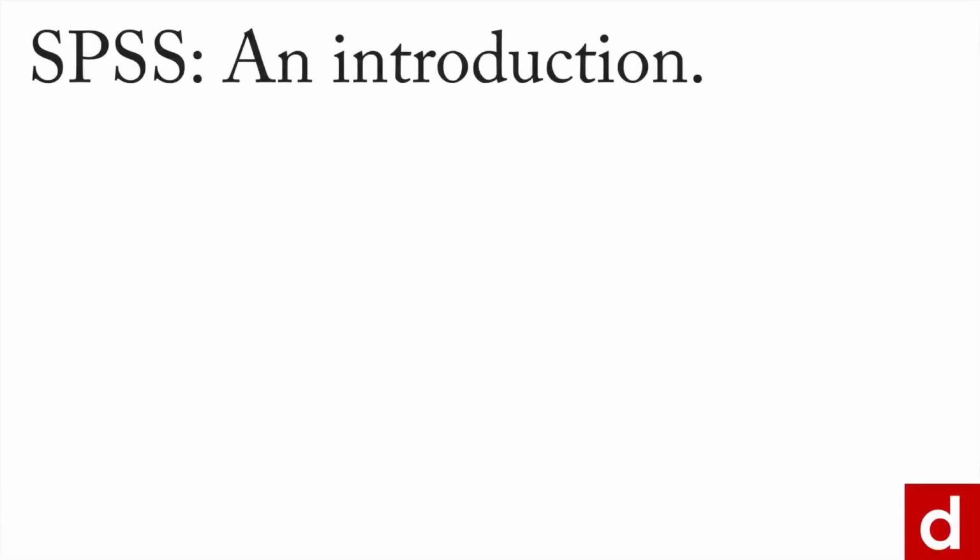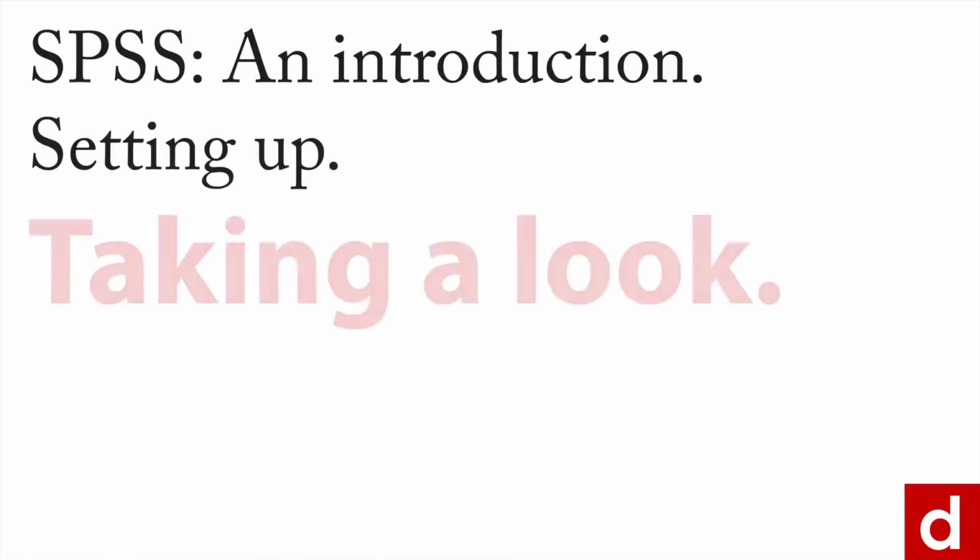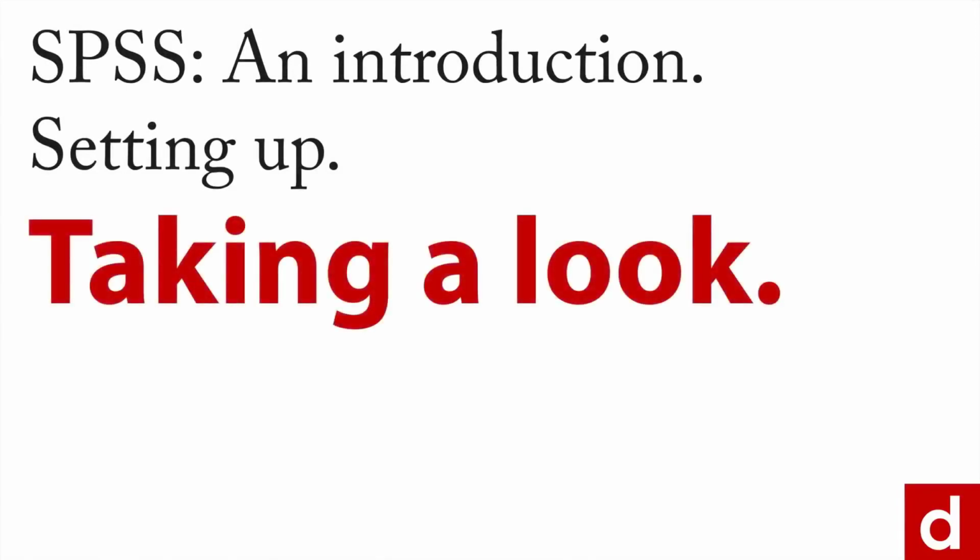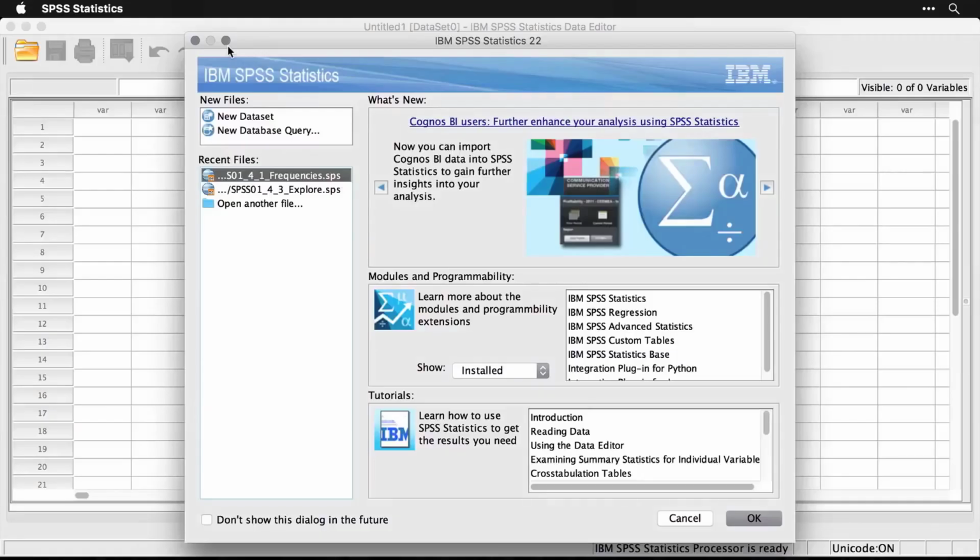The next step in SPSS introduction and setting up is simply taking a look at SPSS and seeing what the program's like. And the easiest way to do that is to just open it up. When you first open SPSS, you'll get this introductory splash screen that gives you an opportunity to open up some files, recent files, and learn more about various things that you can get from SPSS. If you want to, you can click on this box, don't show this dialog in the future, then you won't have to deal with it again. You can also just press cancel.